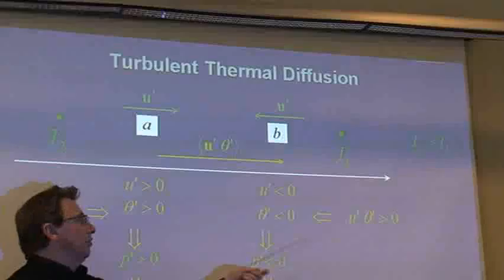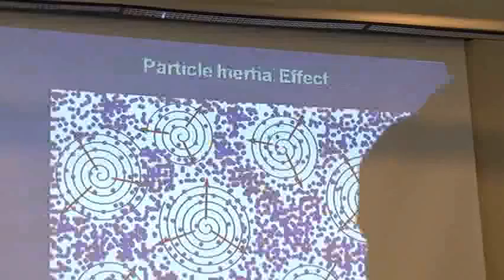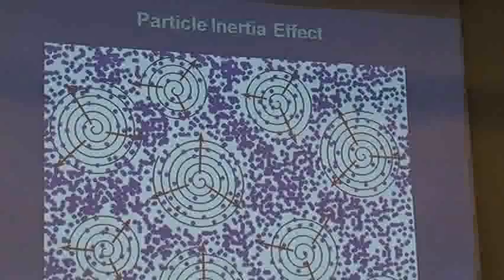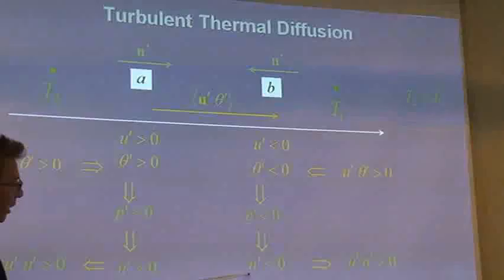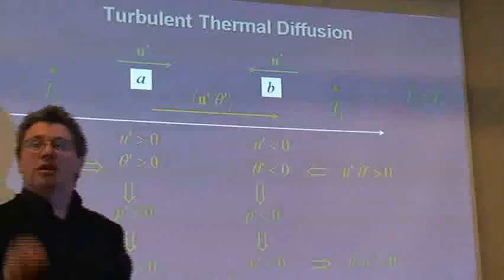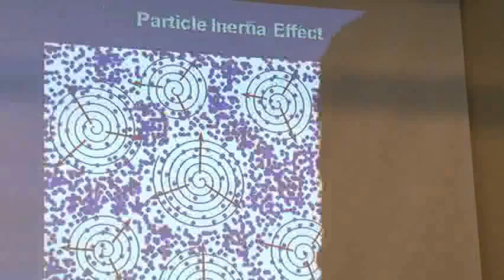Let's consider the opposite case. U is directed in that way. Since the product u by theta is positive, we have a negative fluctuation of theta. Negative fluctuation of theta produces negative fluctuations of pressure. This is just the regions inside the eddies. And particles go out from these regions, which implies that fluctuations of number density are negative. So here n is negative, but the product u by n is positive. Negative u, negative n, produces positive flux. So even here, the flux of particles is directed as well as the heat flux.